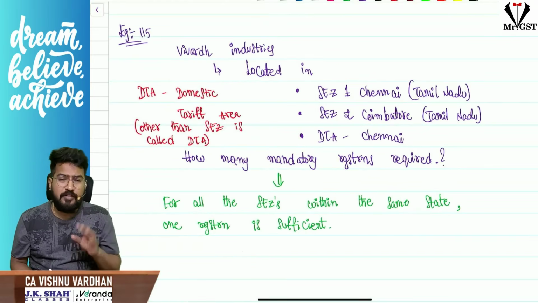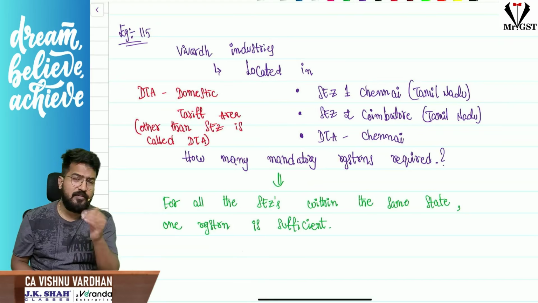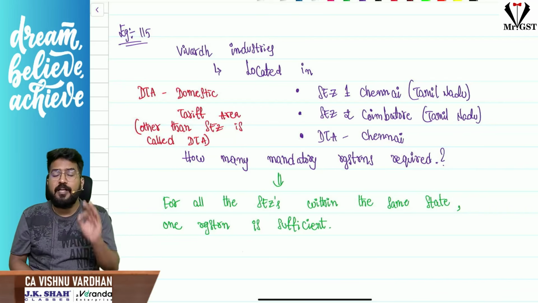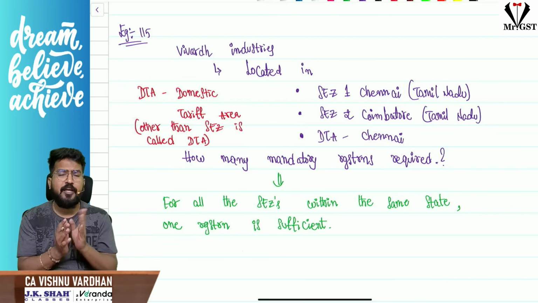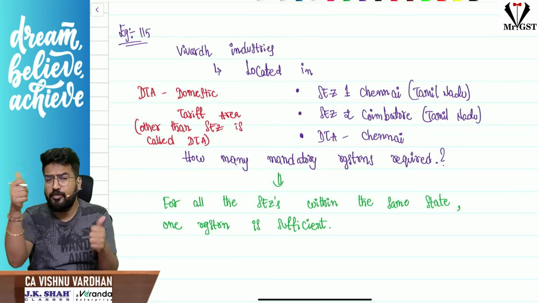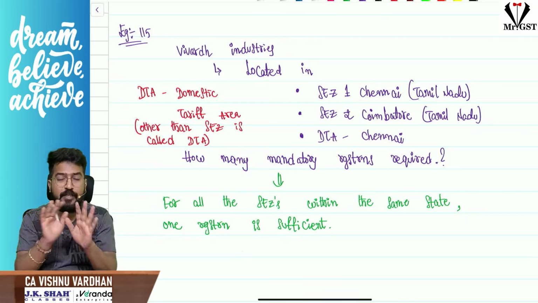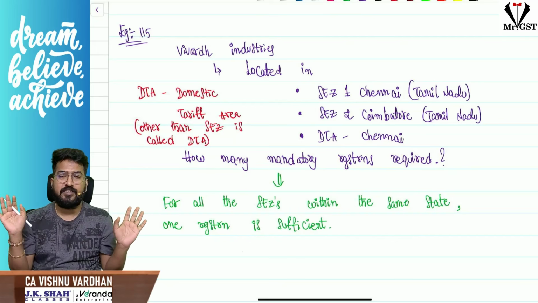Sir, normally in one state you said single registration is sufficient, multiple registrations are not mandatory, correct? Now, sir, what if in the same state I have one unit in a special economic zone and one unit in the domestic tariff area, that is outside the special economic zone? Then what should I do, sir? Then definitely you should take multiple registrations, separate registrations.